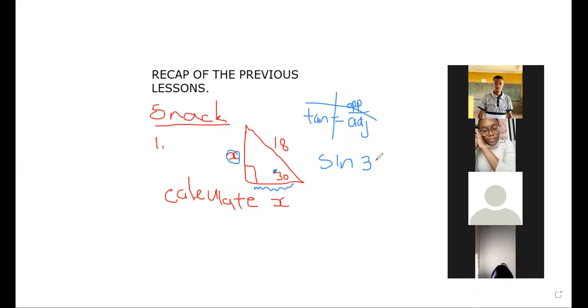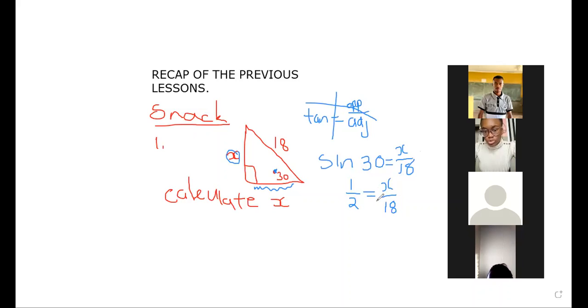I'm going to say sine 30 degrees. The side that is opposite to 30 degrees is x. X is opposite. This is all over 18. So meaning sine 30, I know sine 30 is equal to a half. This is a special angle. I have x over 18.